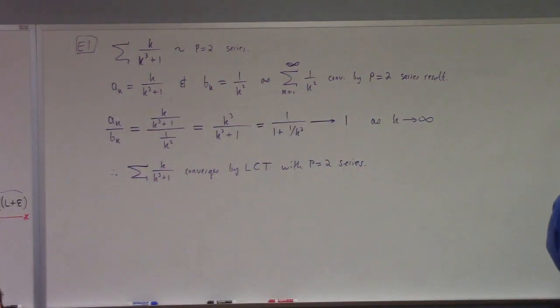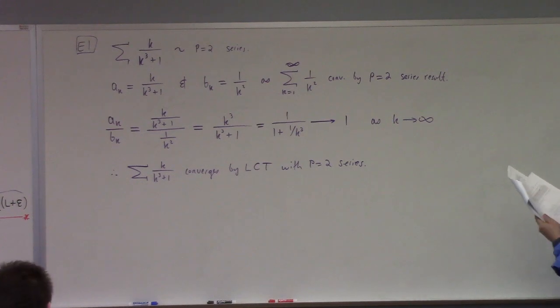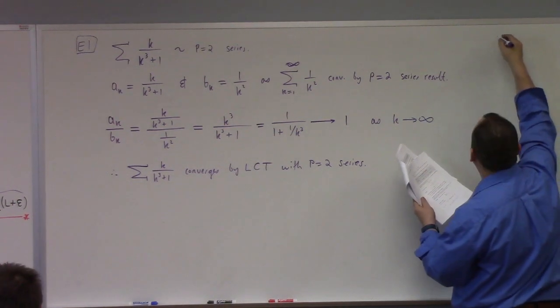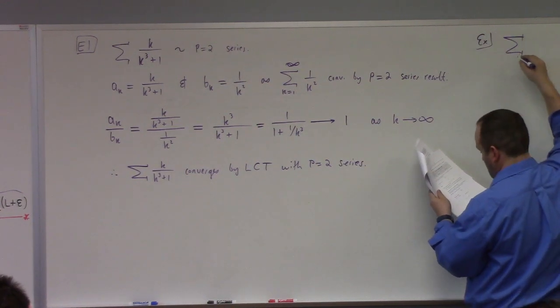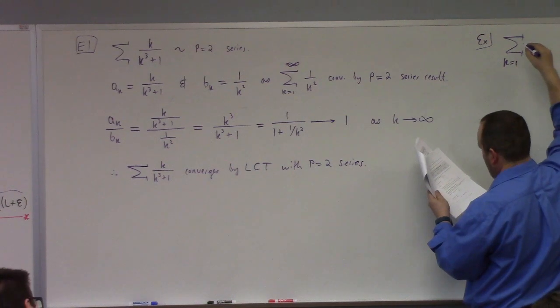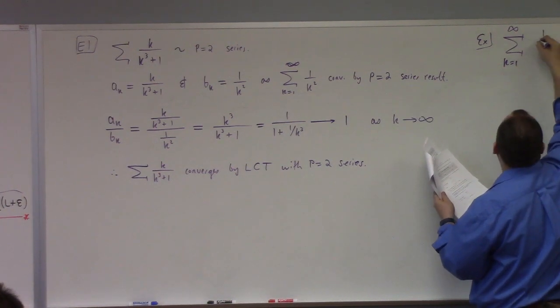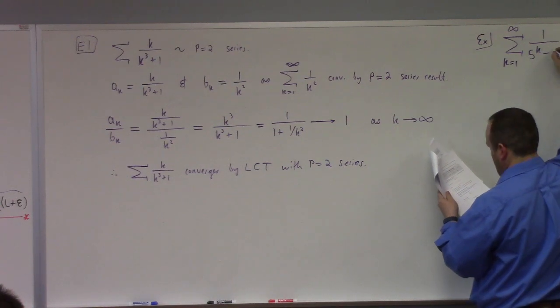Should we look at another example? Let's see here. I actually like his example. Why fight the power? Example 7 is actually pretty good from the textbook. I'm going to look at that one. The sum k equals 1 to infinity of 1 over 5 to the k minus 3.